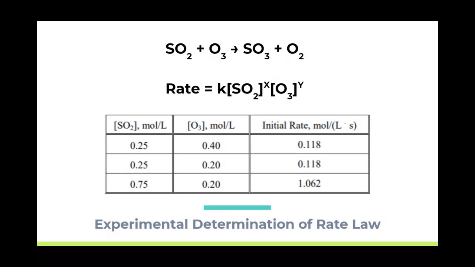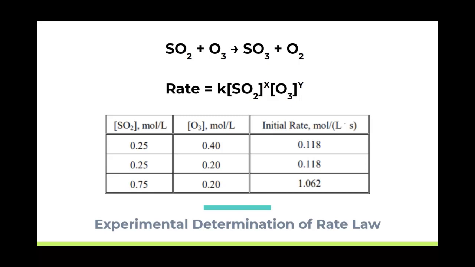Okay, so this is going to be an example. I know you guys have just talked about this very briefly. You're just going over chapter 14 this week, is what I understand. But I'll show you guys an example of how to do experimental determination of the rate law.